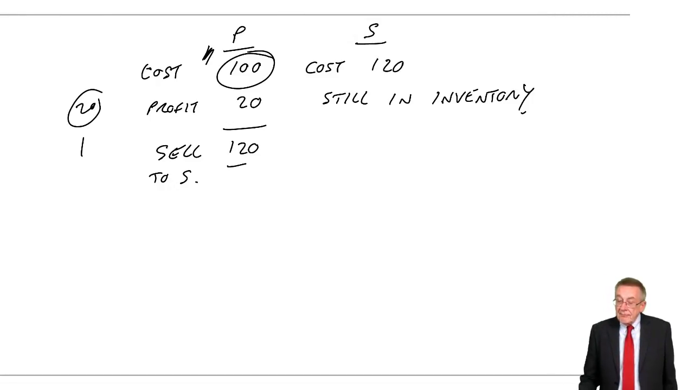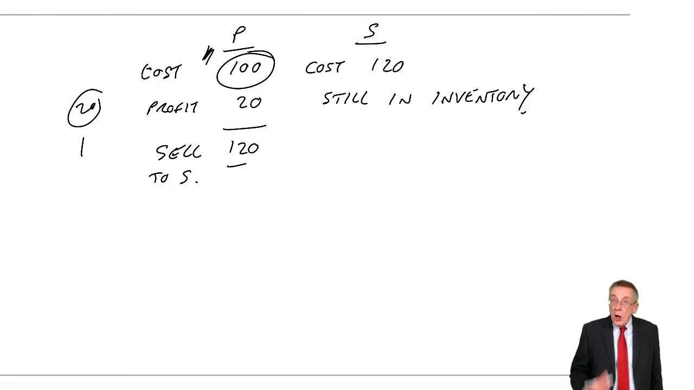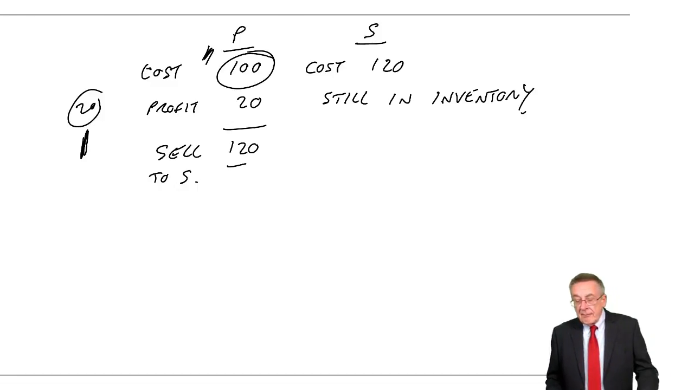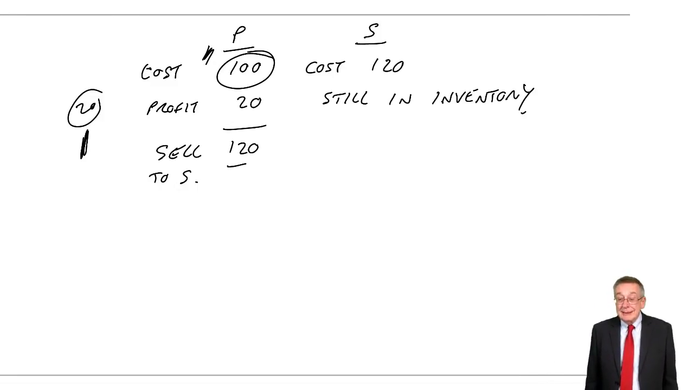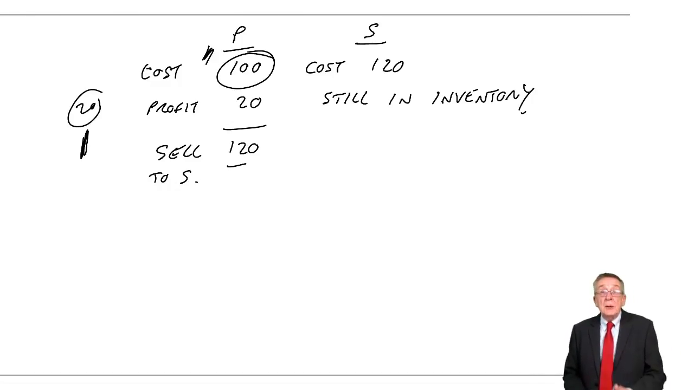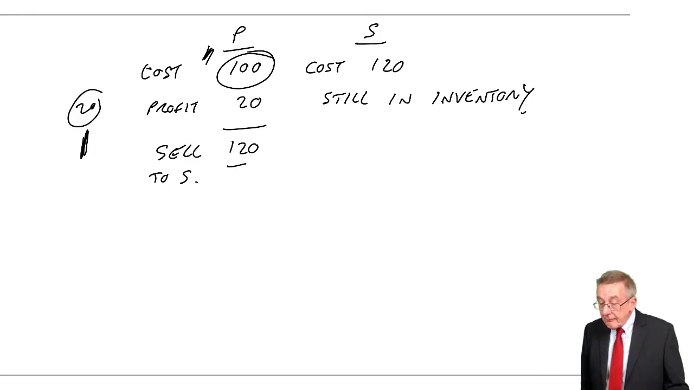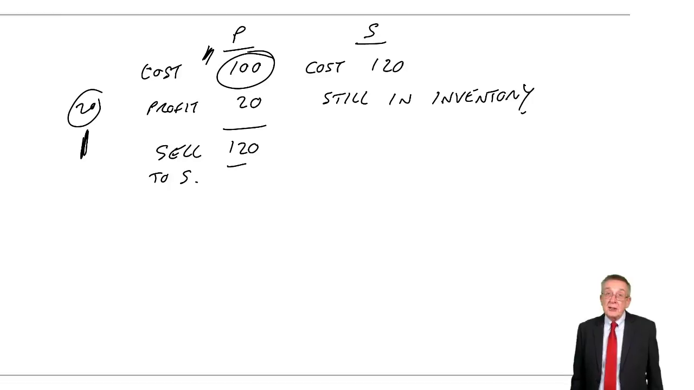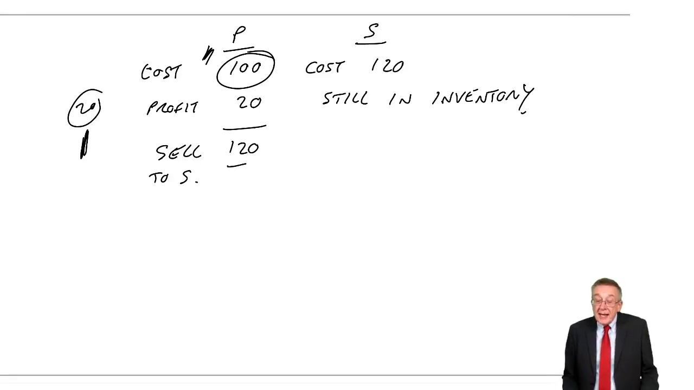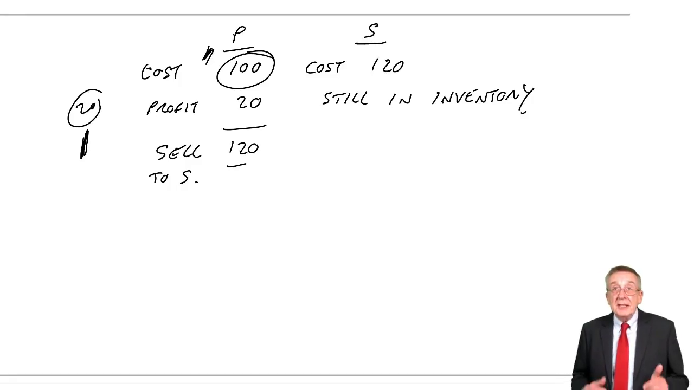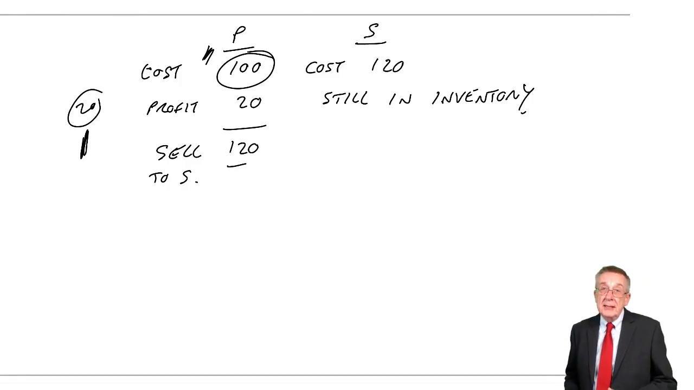And the other problem, when P sold them to S, in their own statements, they made a profit of 20, and that's in retained earnings. However, for the group as a whole, that profit hasn't been made because those goods haven't been sold outside the group. And so as you'll see when we do a full one, when we look at the retained earnings for the group, we need to remove that 20 because the group hasn't made the profit. We've only made the profit if the goods ended up having been sold outside.